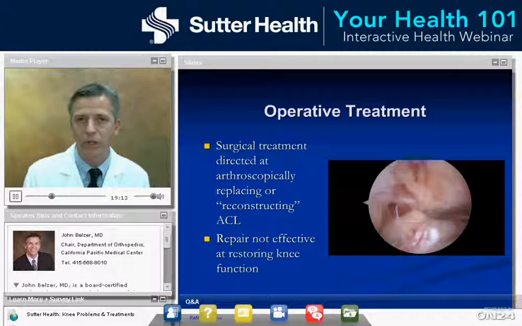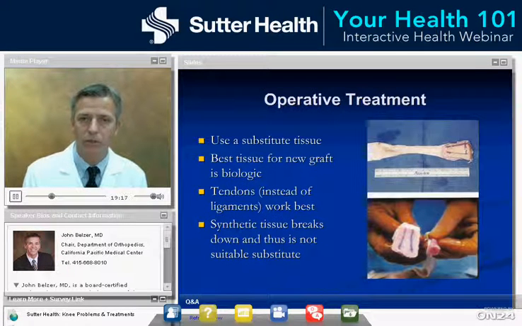So for operative treatment for the ACL, when we reconstruct the ligament, we use a substitute tissue. And biologic tissue is the best for this new graft. The research has tried using ligament substitutions, such as ACL substitutions, has tended to not work well. So again, ligaments are usually reconstructed with tendon grafts, and we'll talk about those in a moment.